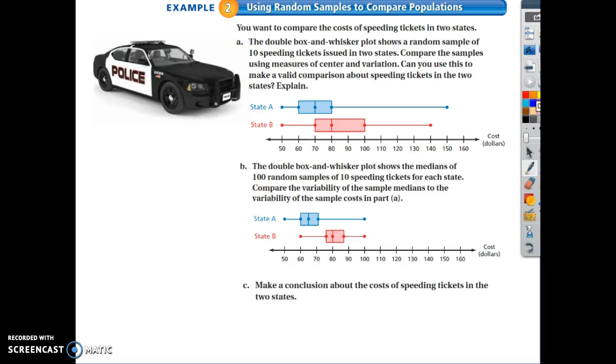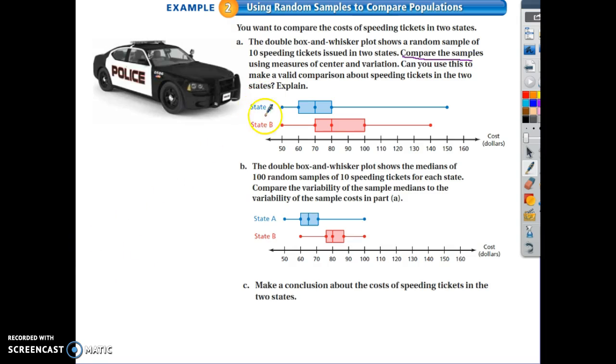In example A, this double box and whisker plot shows a random sample of 10 speeding tickets issued in 2 states. Compare the samples using measures of center and variation. Can you use this to make a valid comparison about the speeding tickets in the 2 states? We are going to just very quickly discuss comparing the samples.